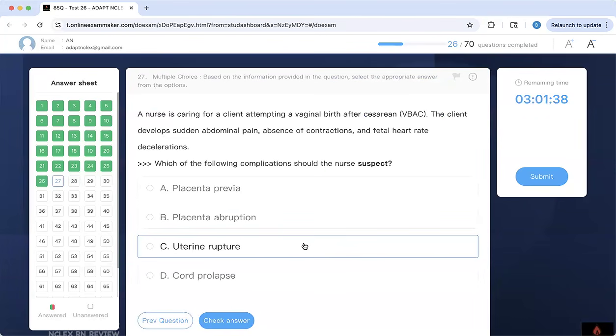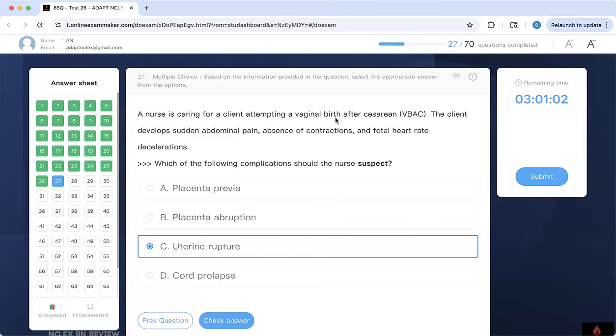This is caring for a client attempting a vaginal birth after cesarean section. The client develops sudden onset of abdominal pain, absence of contraction, fetal heart rate deceleration. Which of the following complications should the nurse suspect? Placenta previa, placenta abruption, uterine rupture, cord prolapse. There's a bunch of buzzwords in the question. Look at it, put it together, figure out what condition it is, and then make a diagnosis. You pick yours? I can tell you this is a uterine rupture.